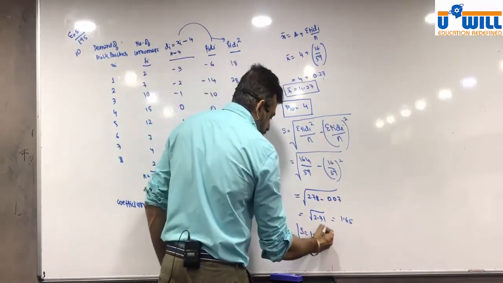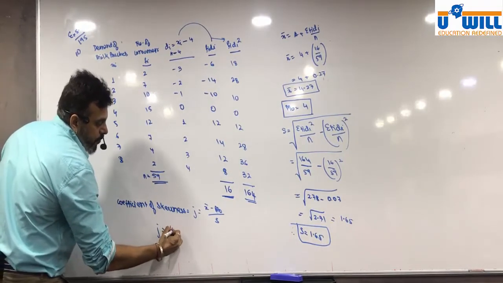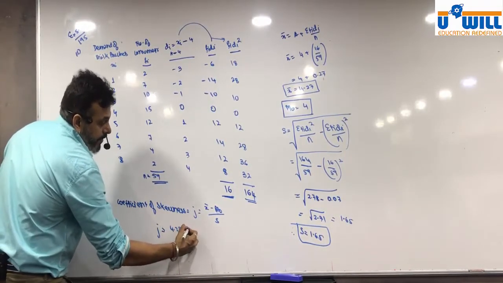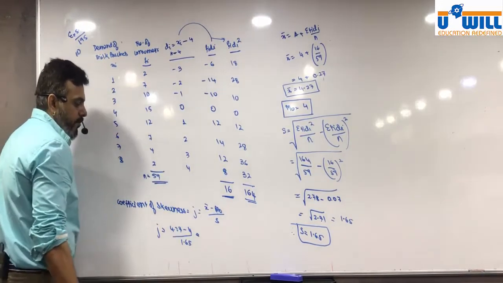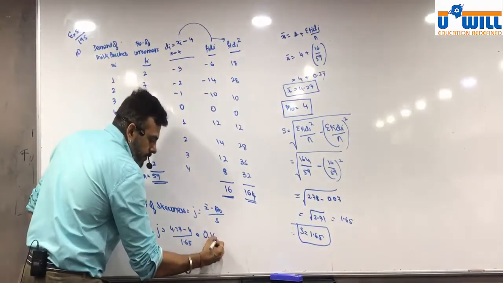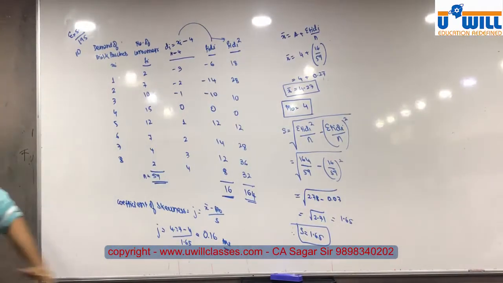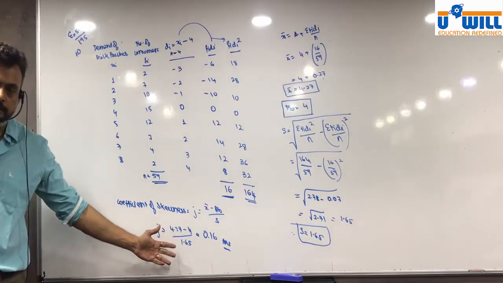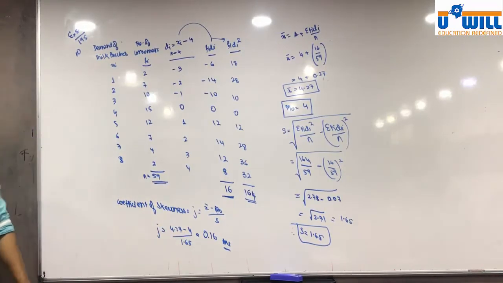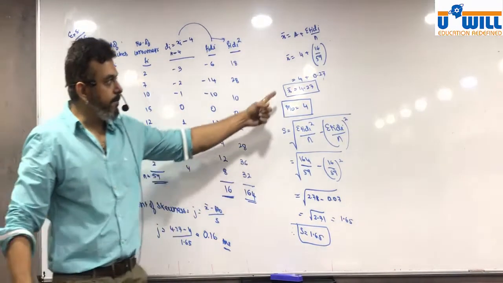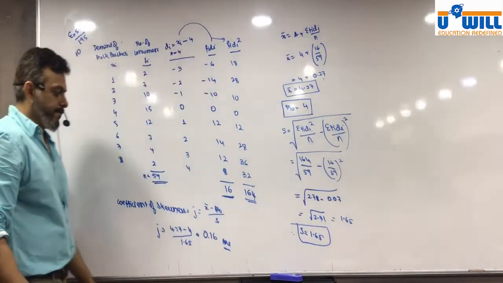Now let's find out coefficient of skewness. J is equal to 4.27 minus 4 upon standard deviation 1.65 is equal to 0.16. Answer. Is this a positive skewness or a negative skewness? Positive, because if this is positive then positive, if negative then negative. And you can also see this mean is more than mode. That is why also it is positive.